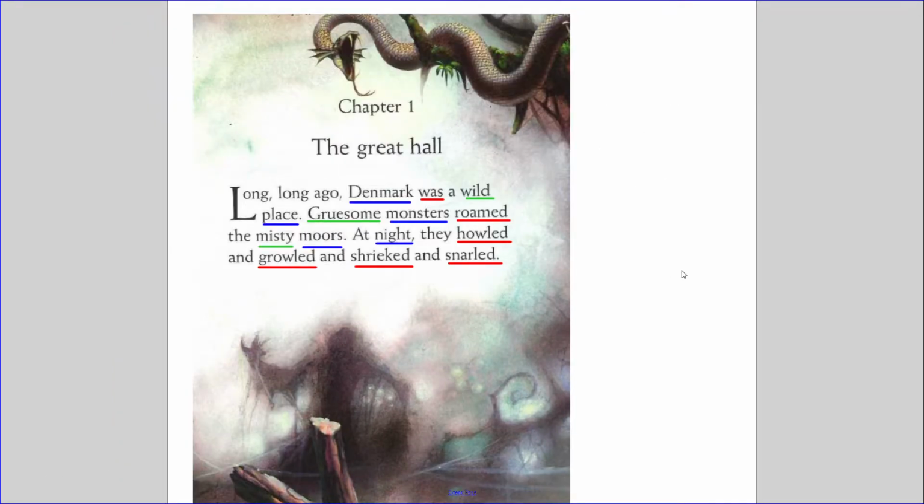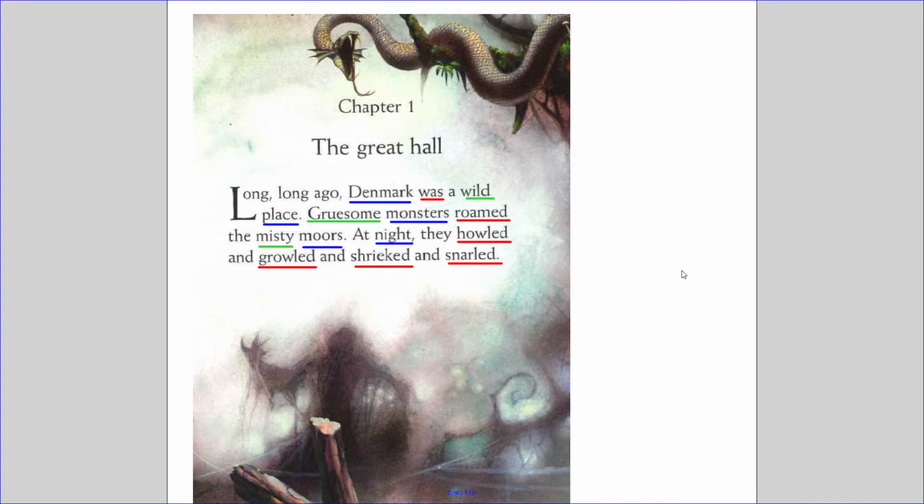So let's see, did you find the same things as me? So I've got my nouns. Denmark is a place. Place, again, even though it's not saying a specific place, it's describing what Denmark was like. It is a noun. Monsters, moors, and then night. Again, night is not something that you can touch, but it's an idea, so it's still a noun.